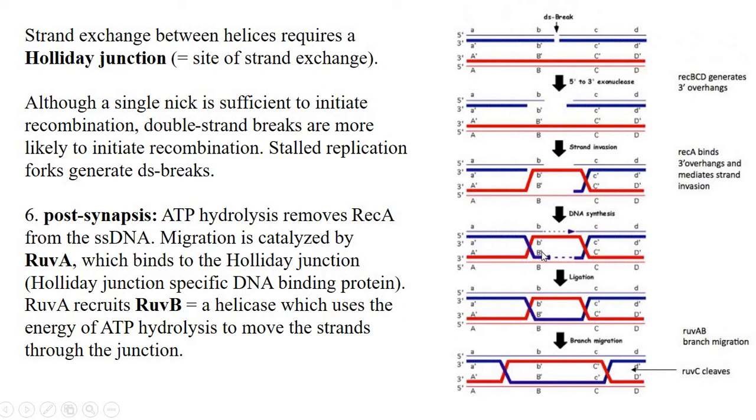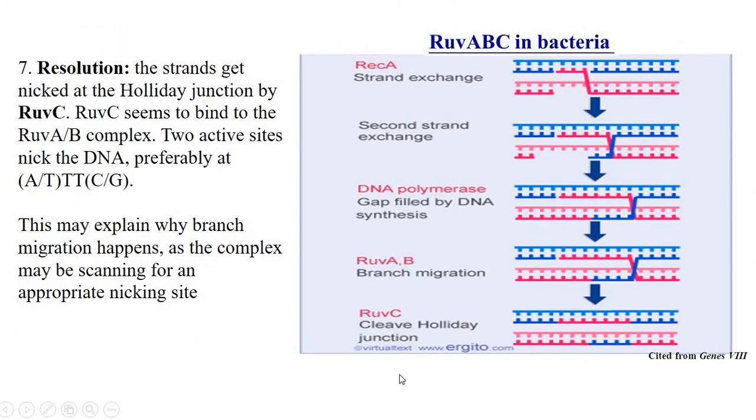Migration is catalyzed by RuvA. This is the RuvA protein. RuvA then also brings RuvB together. RuvA and B together exchange the branch. This RuvA will bind to the Holliday junction. This is a Holliday junction specific binding protein. And RuvA recruits RuvB, which is a helicase, and which will help open this Holliday junction. And we will talk about RuvC in the next slide.